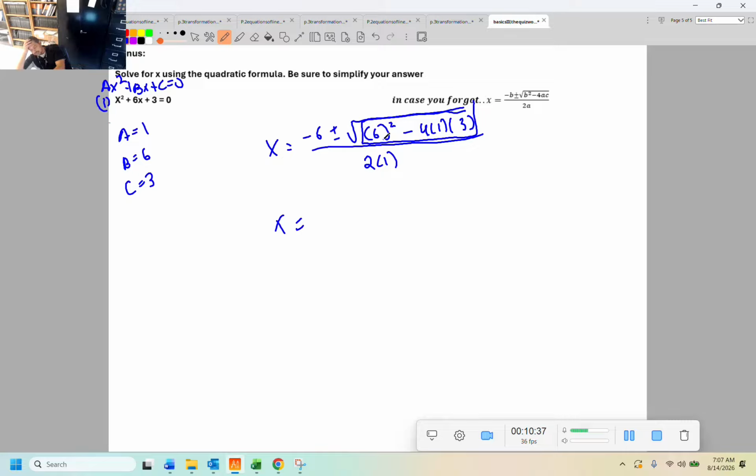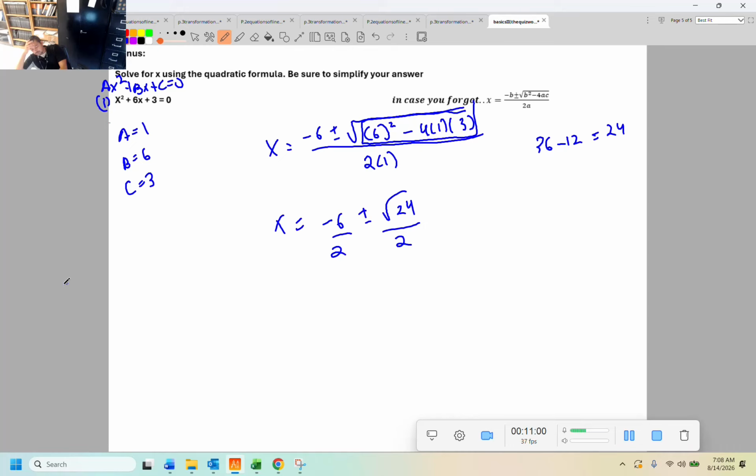And inside here we have 36 minus 12, right? 6 squared is 36. 4 times 1 times 3 is 12, and that's 24. So we have negative 6 plus or minus root 24. I like to break these things apart right here. That's just where I break them apart. You do you, but they do need to be broken apart sooner or later.